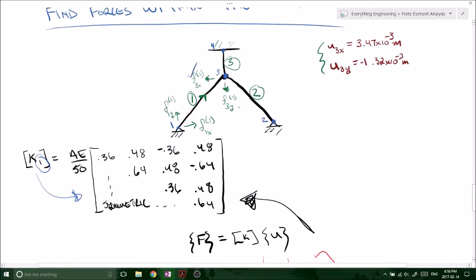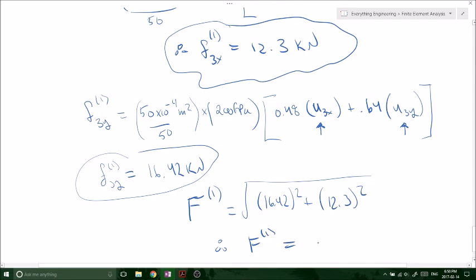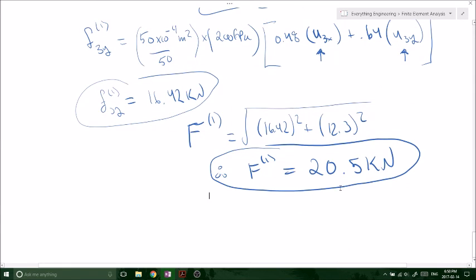Okay, so now all we've done with this, if you look back at our original picture, we've solved for this and for this, but we want to find the force within the member, okay? So we need to take the magnitude of these, right? So we'll say F member 1 is equal to, magnitude is easy, just square root of 12.3 squared plus 16.42 squared, for the force in member 1 is equal to 20.5 kilonewtons. And that's it. That's the answer for the first member. So we got F1 of 20.5 kilonewtons.